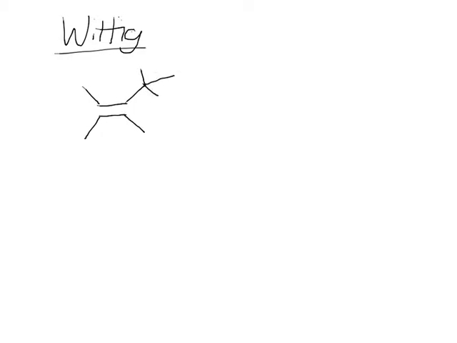Look at a Wittig question. So let's first look at, let's just do this. I want to make this alkene. Let's say I want to make this alkene. Or actually, say I want to make this alkene. What would the reagents be if I'm going to use a Wittig reagent for this?